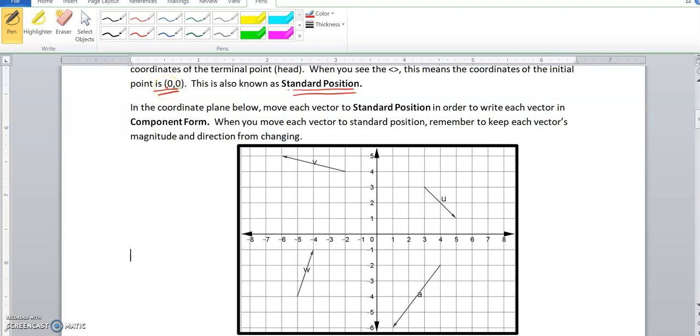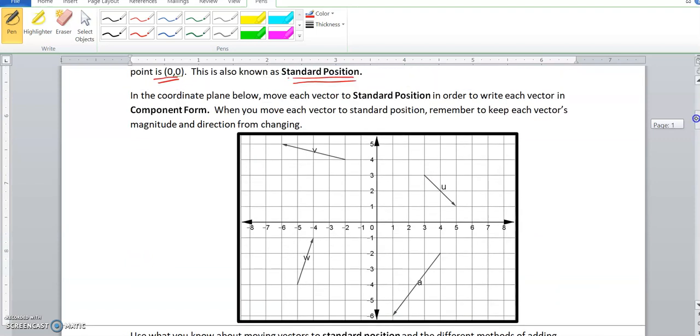In fact here, what it's asking us to do in this paragraph is move each vector, u, v, w, and a, into standard position. And then once we do that, we can write each vector in the component form. Let's go ahead and do that. Let's take a minute here, and we will start with u.